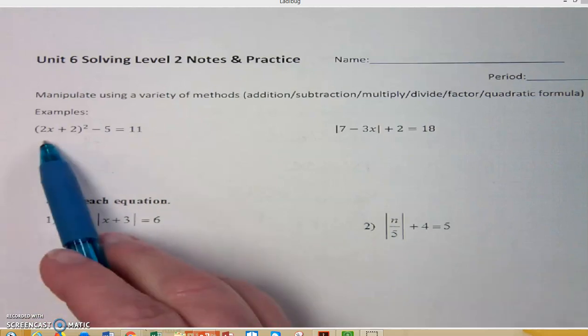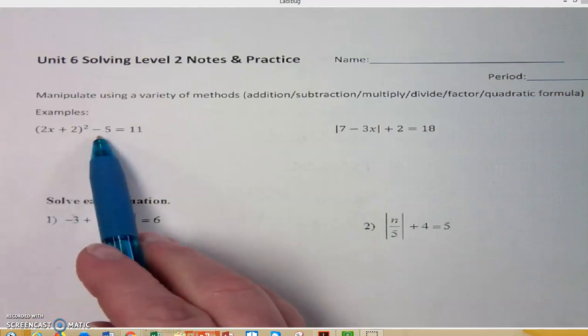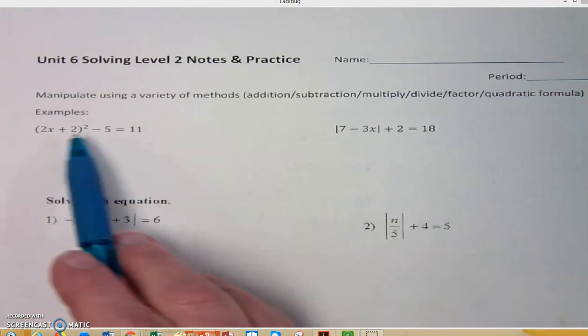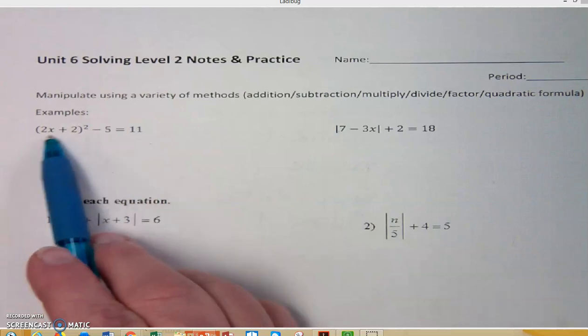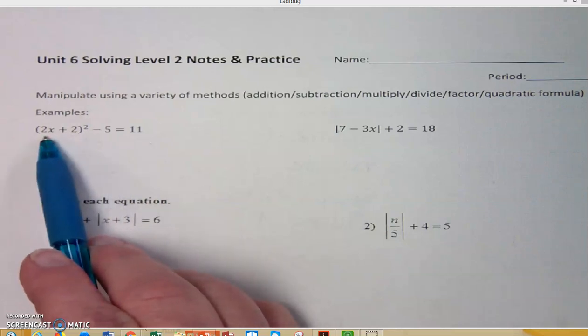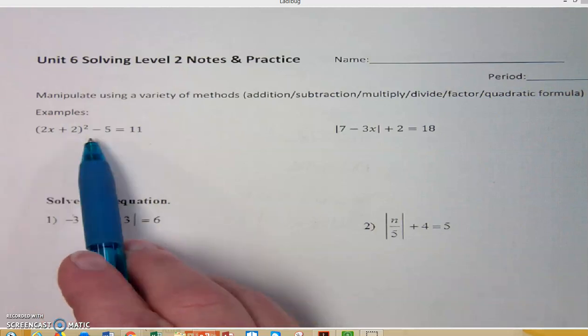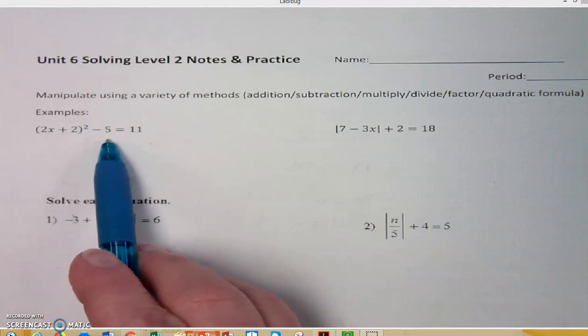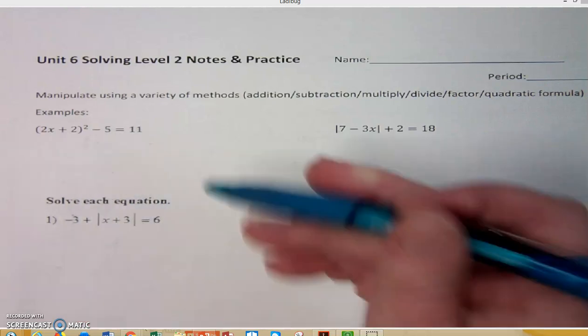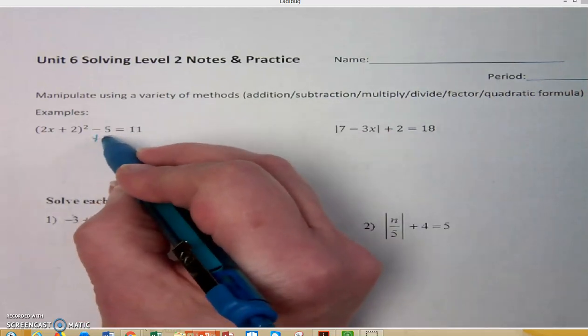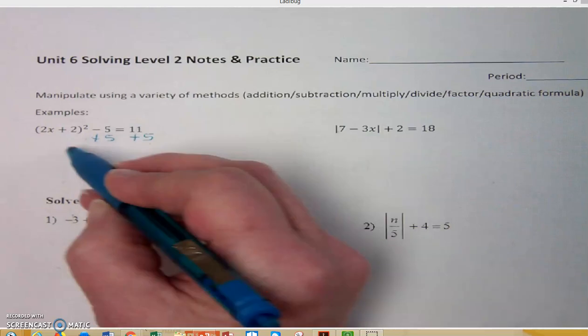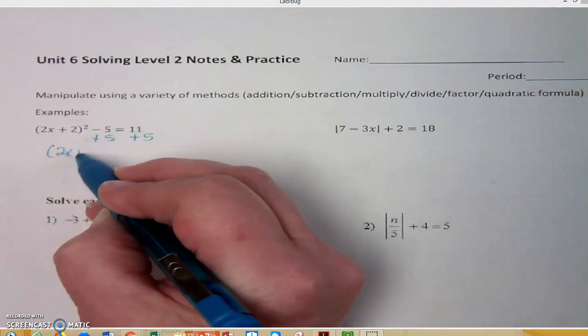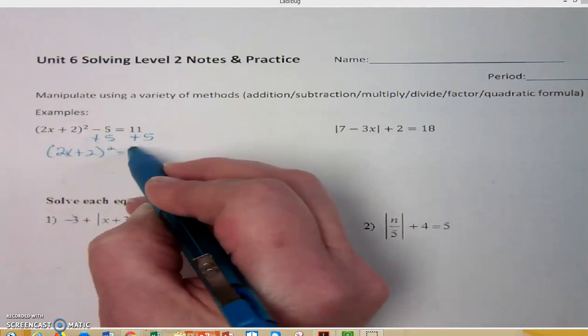I have, in parentheses, 2x plus 2 squared minus 5 equals 11. I need to solve first. I need to isolate this, get it by itself. So the other thing that I have on the same side of the equation with that is the minus 5. Remember, the inverse of subtraction is addition. So I'm going to add 5 to both sides. And I have 2x plus 2 squared equals 16.